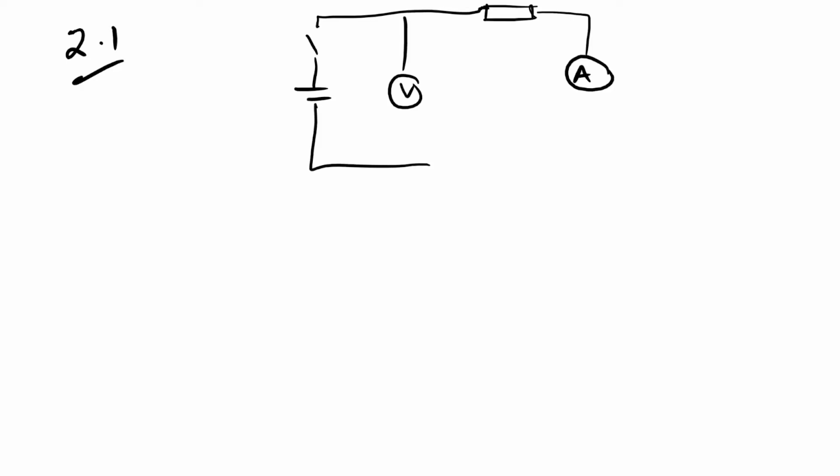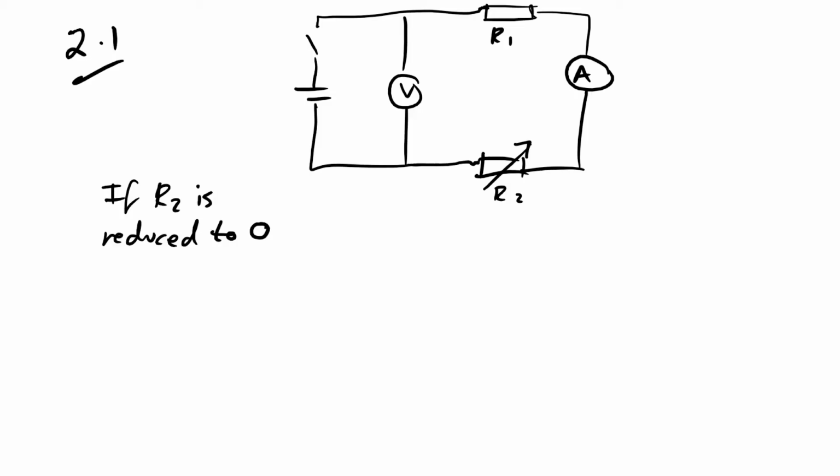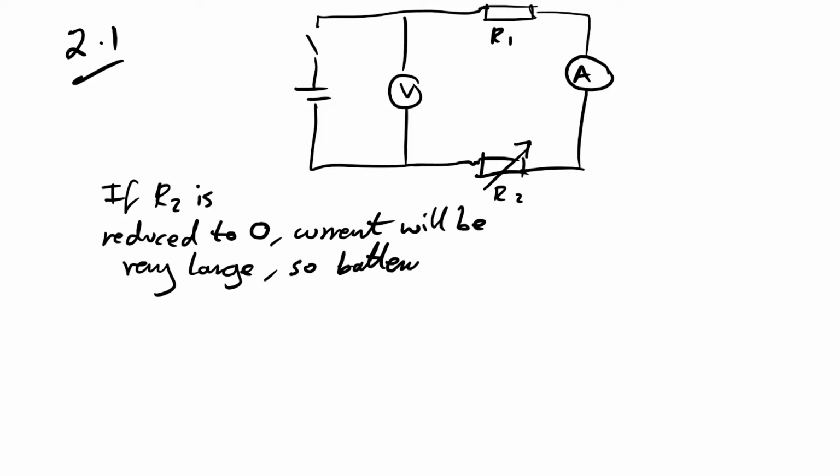Because our voltmeter there is measuring the terminal PD, and then we have our variable resistor at the bottom there. Well, it's because, let's call this one R1, let's call this one R2. If R2 is reduced to 0, current will be very large. So we could say battery could be damaged, so we could say battery damage or drained quickly.